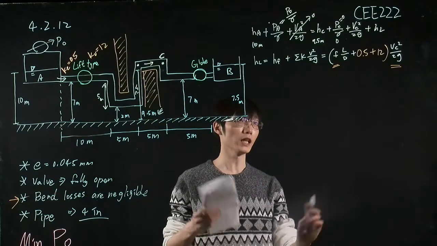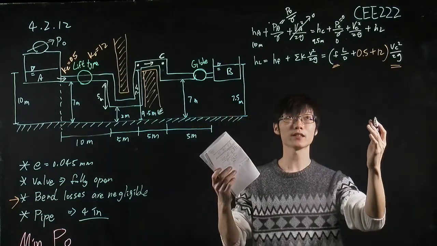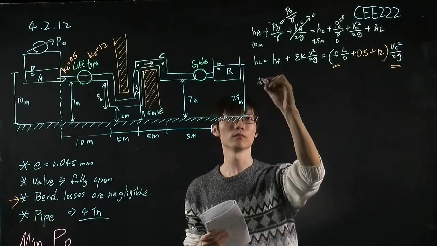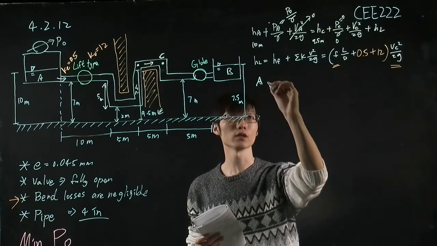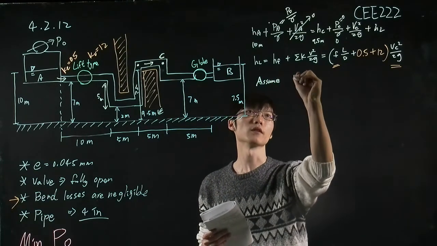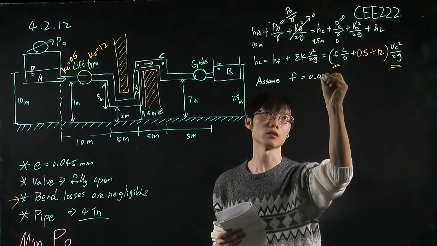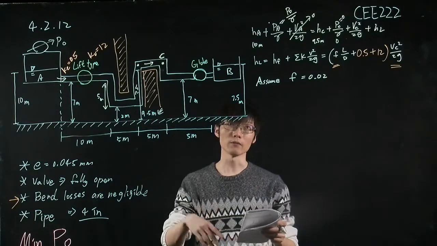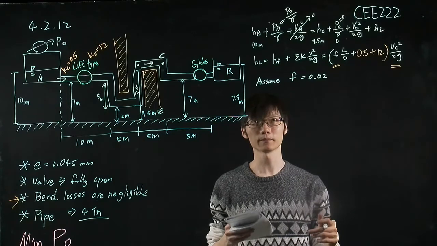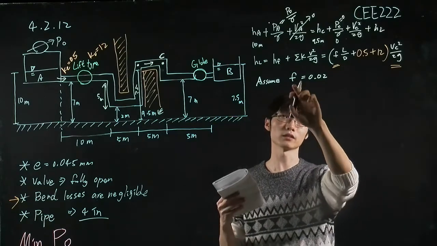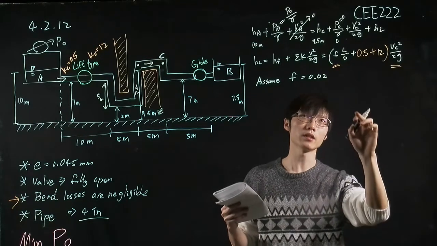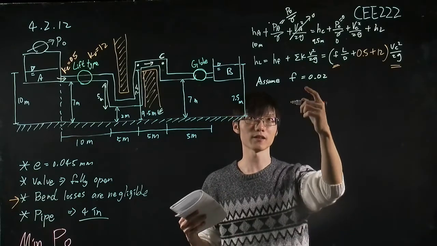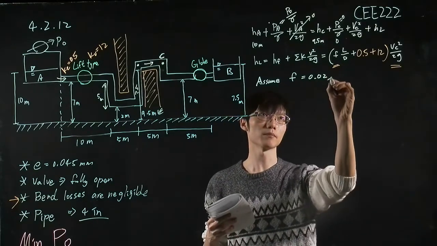But for now, we only have one equation here, so we cannot solve two unknowns. So what we can do is that we assume the factor F is equal to 0.02, because the flow inside this pipe is not likely to be turbulent. So we first assume that F is this number, and then we verify whether this number is correct or not. If not, then we correct it. Okay, but now we assume this part.